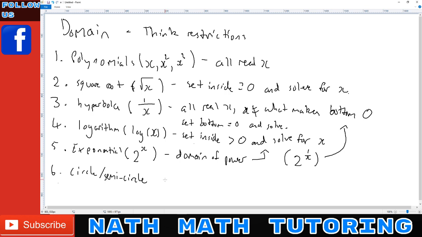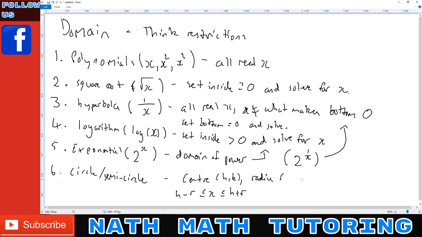Last thing I want to mention are circles and semicircles. Circles aren't technically functions, but we can still find the domain of circles straight away. If we have a center (h, k) and radius r, the domain is just going to be h minus r less than or equal to x less than or equal to h plus r. All that means is you just add the radius to the x center and subtract it. So x will be between those two values.